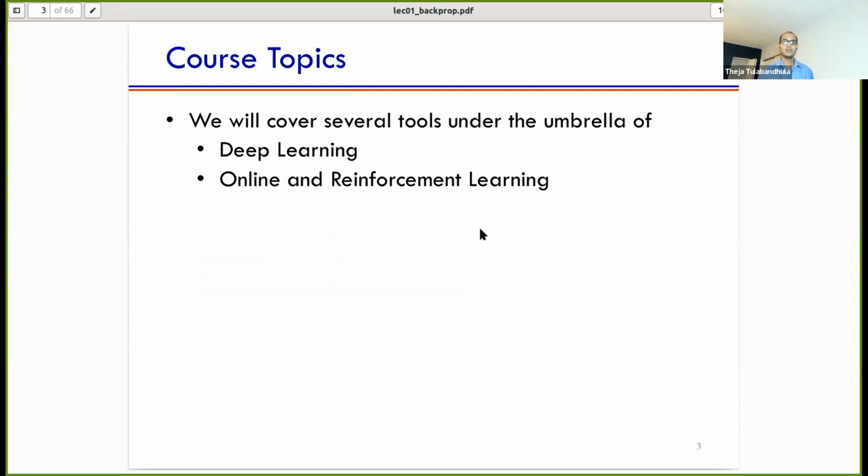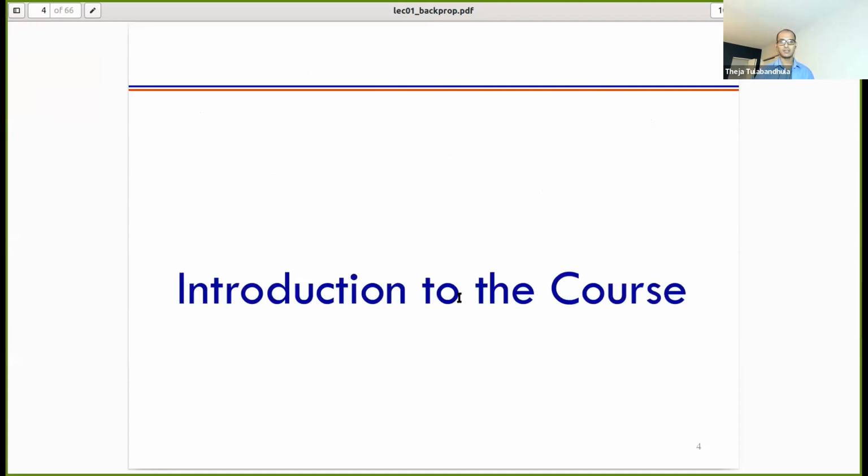The topics, as I mentioned briefly before, cover several different models. It's very similar to how you might have looked at a bunch of supervised learning models before. Here we look at a bunch of models under the umbrella of two ideas. One is deep learning, which encompasses neural network-based models. The second is reinforcement learning, which is related to making decisions. Those are the two buckets of topics that we look at.